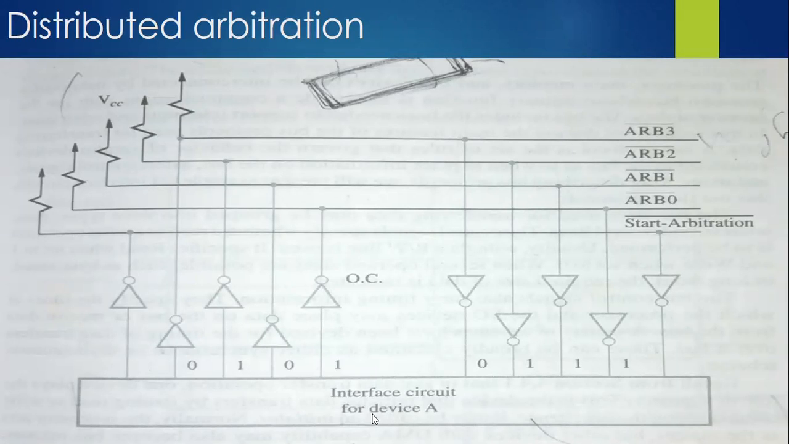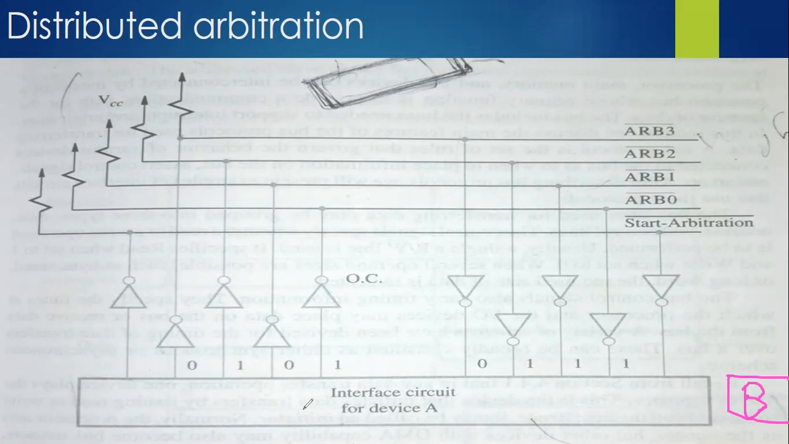So this is the interface circuit for device A. One more example I would like to take for comparison sake: here we have device B also. The same thing we have for A, we have for B. So whenever a device wants to become a bus master, what it needs to do is activate this particular arbitration line.